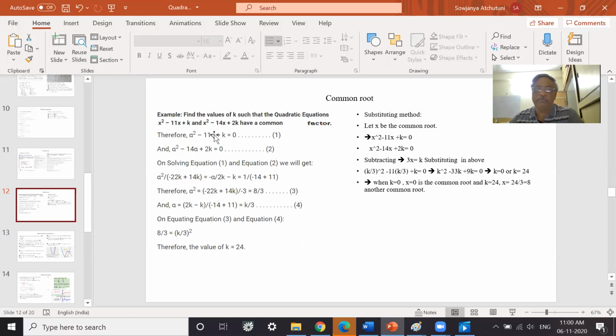If I put k as 0, this is x square minus 4x, this is x square minus 11x, so x is 0, a common factor. Otherwise, k is 24 also gives a common factor. 3x is k, so x is 8. So 8 and 0 both are common roots.